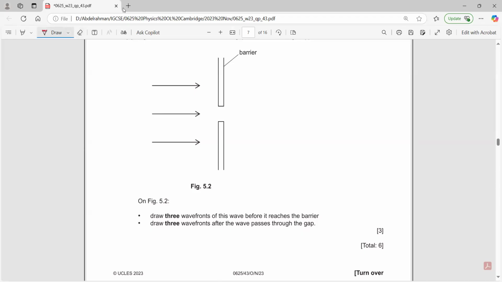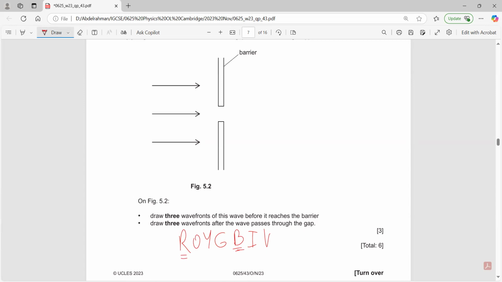So let's write down the colors. What are the colors? ROYGBIV, right? So red, orange, yellow, green, blue. So we have blue and we have red. What is the difference between blue and red in terms of wavelength? Red had the largest wavelength and the violet had the shortest wavelength. So if we compare blue and red, blue would have a shorter wavelength.